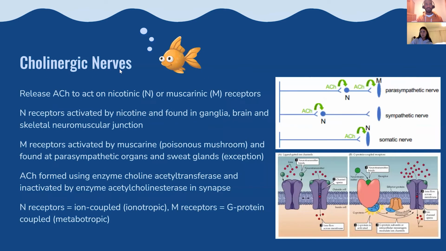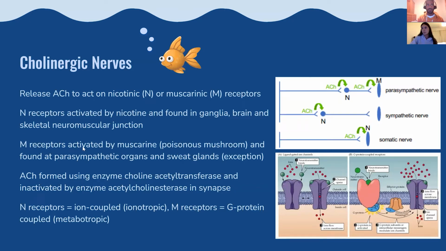So cholinergic nerves will release acetylcholine, and that acetylcholine will bind to either a nicotinic N or a muscarinic M receptor. N receptors are activated by nicotine, as the name suggests, and we get them at the ganglia, so between presynaptic and postsynaptic nerves. We find them in the brain, and we also find them at the skeletal neuromuscular junction. So your muscles have N receptors.